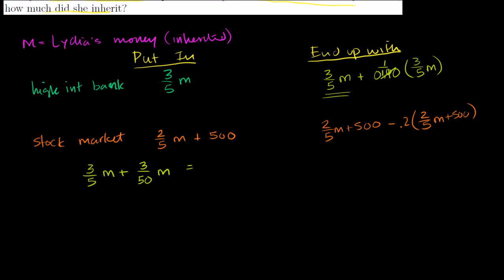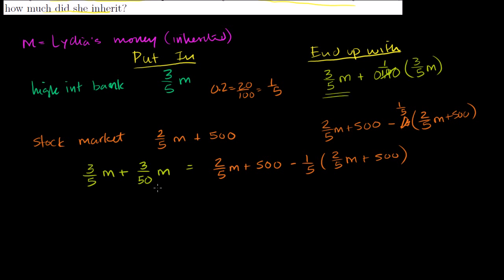plus 500. And then 0.2 is the same thing as 1/5, right? 0.2 is equal to 20 over 100, which is equal to 1/5. So we can rewrite this as 1/5. So 2/5 m plus 500 minus 1/5 times 2/5 m plus 500. So it's a hairy problem, but we'll take it step by step and see that it's not so bad.